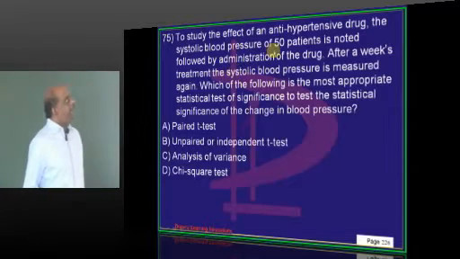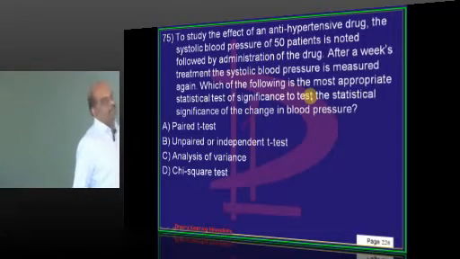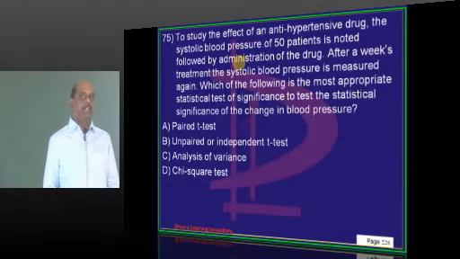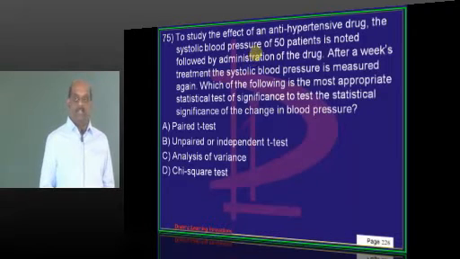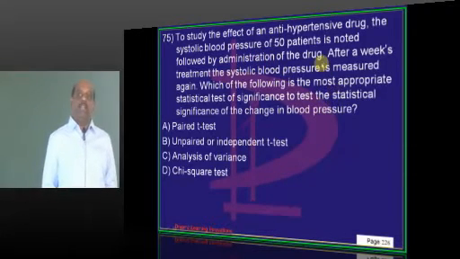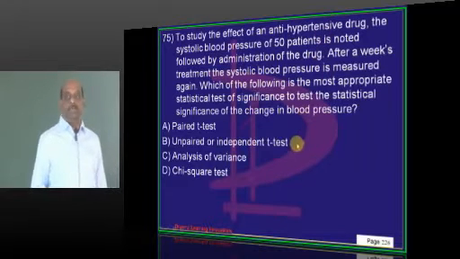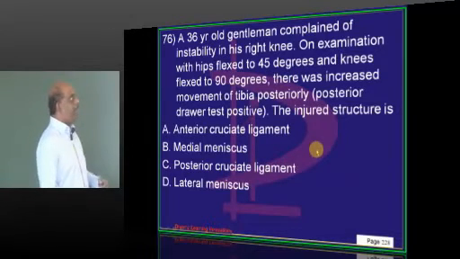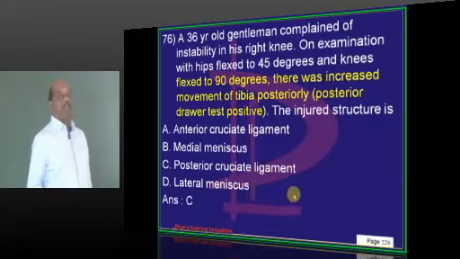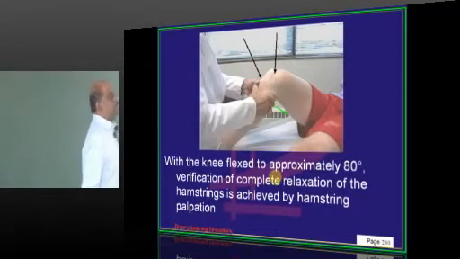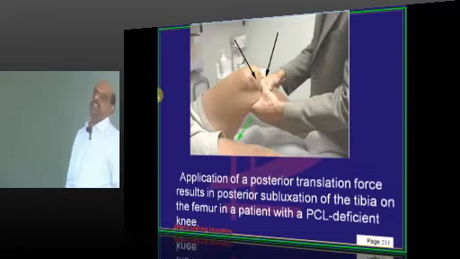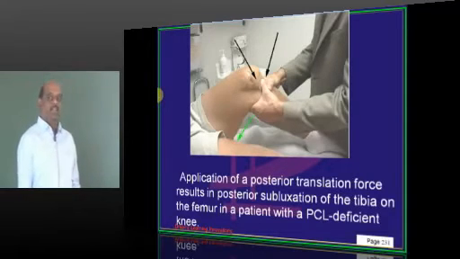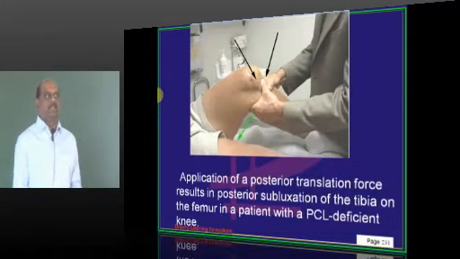Now, to study the effect of an antihypertensive drug, you have given it, and it is a paired t-test, before and after. So for continuous variables with a mean value, if it is compared, what will you use? T-test, student's t-test. Discrete variables where proportions are compared? Chi-square test. That's important. Instability of the right knee, increased movement of the tibia posteriorly, which structure? Posterior cruciate ligament. So all these orthopedic tests, Lachman test, varus test, valgus test, all the eponymous and non-eponymous tests, you have to be very sure.